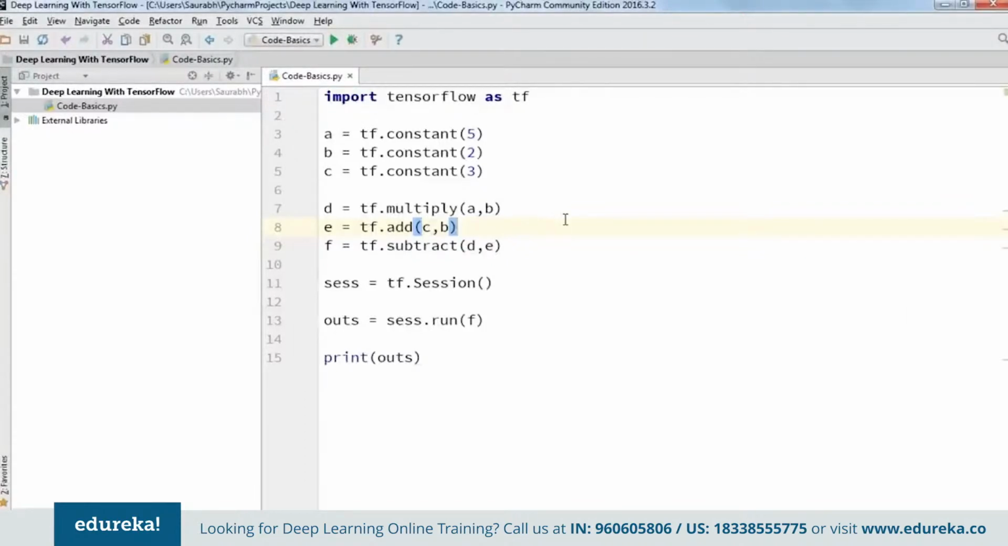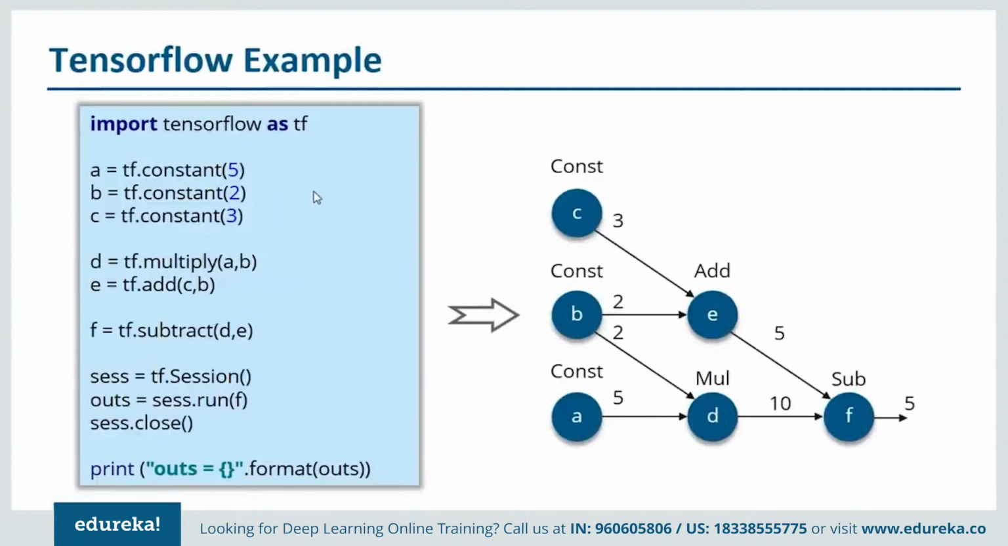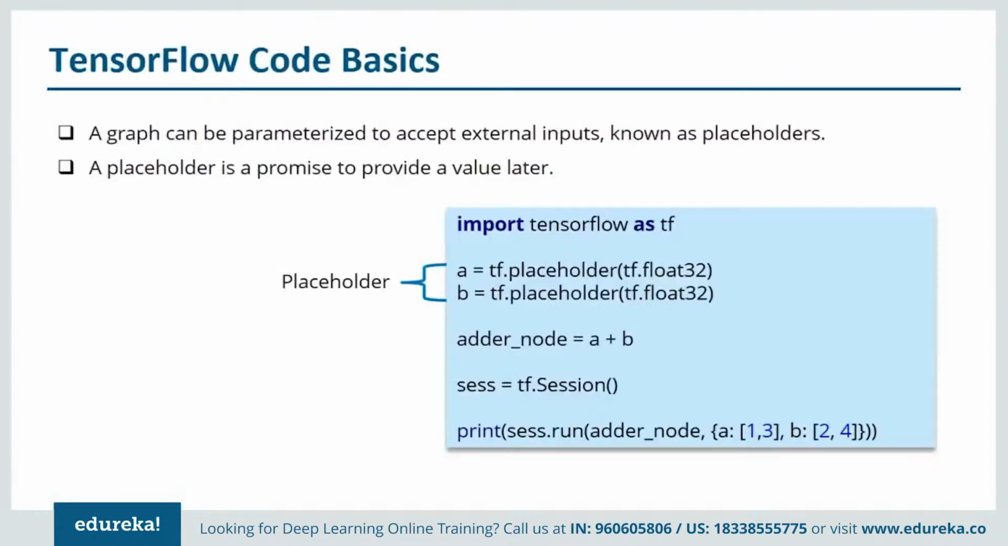First, I'll open my slides. Since these are all constant nodes, we cannot perform any operation. Once we have provided a value, it will remain constant. So basically a graph can be parameterized to accept external inputs as well. And what are these? These are nothing but your placeholders, and a placeholder is basically a promise to provide values later.